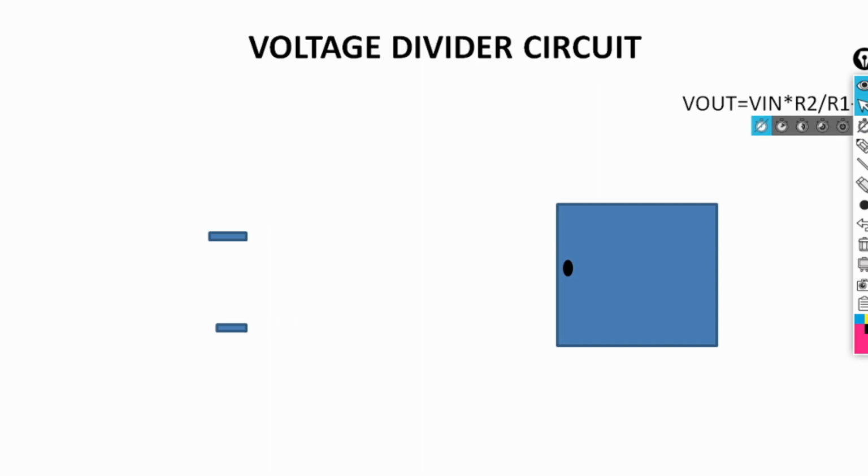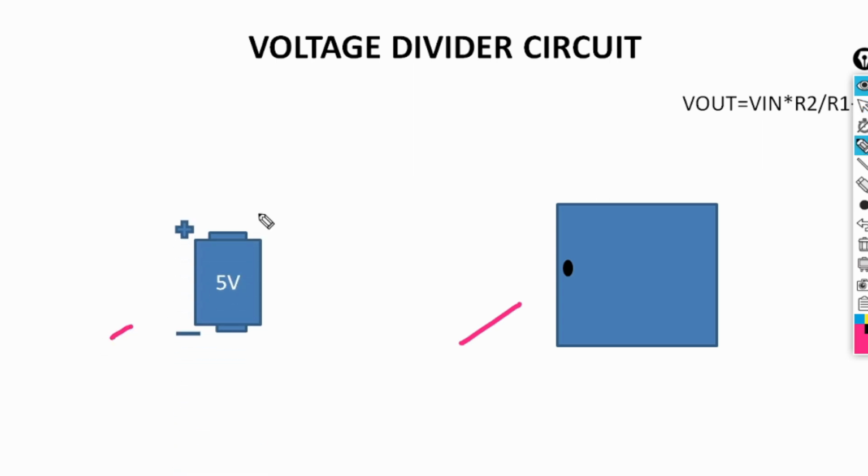Suppose this IC needs 2.5 volts, right? But we have a 5 volt battery. So how will we give 2.5 volts from a 5 volt battery? For this we can create a divider circuit.